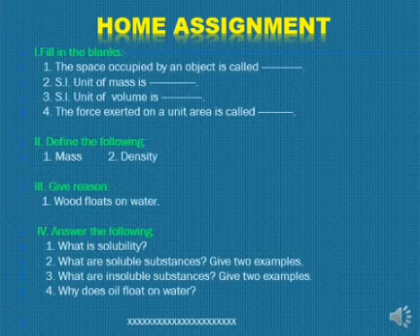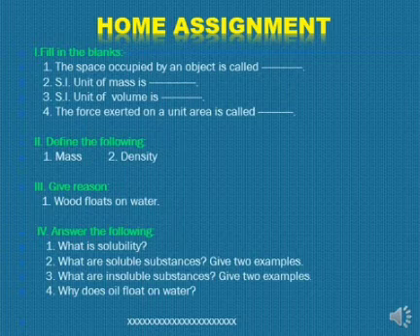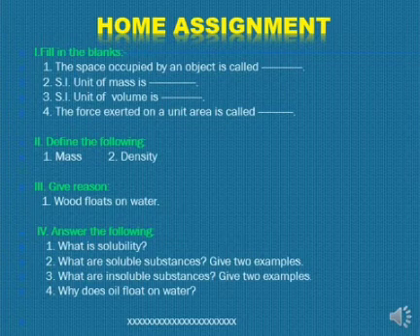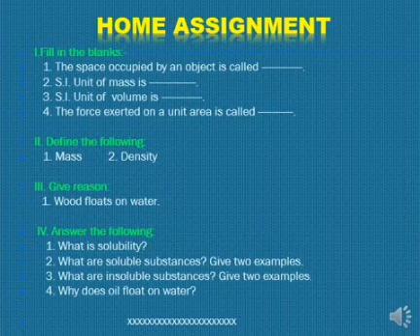Second main, define the following. First one, mass. Second one, density. Define means you must write what is mass and what is density. Third main, give reason. Wood floats on water.